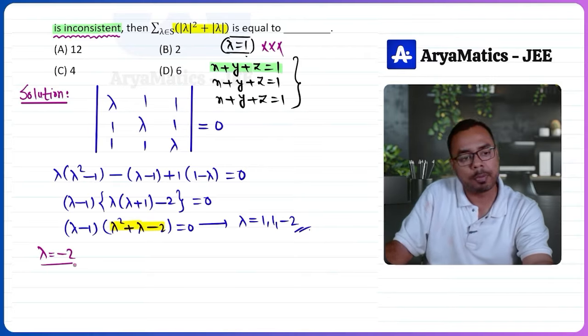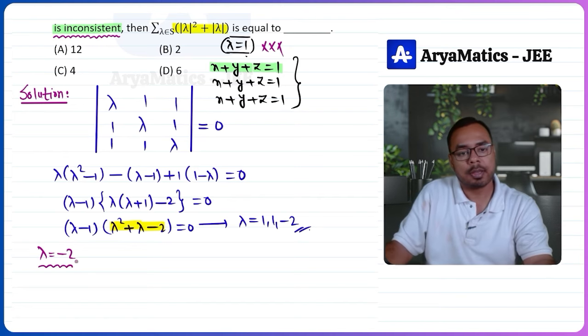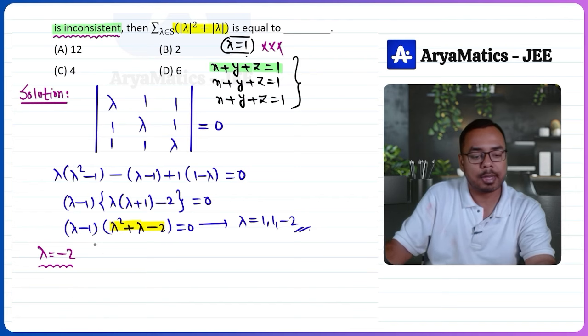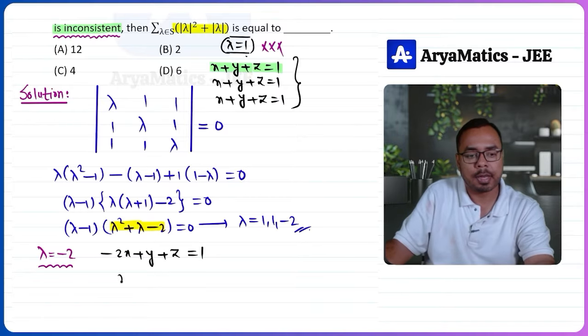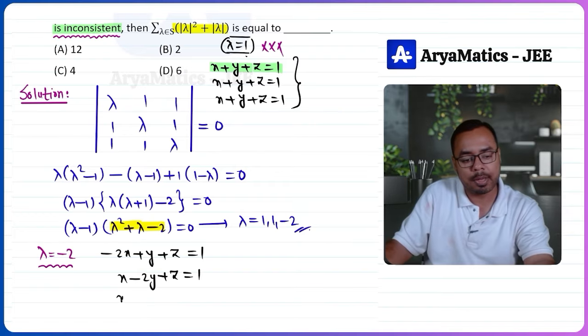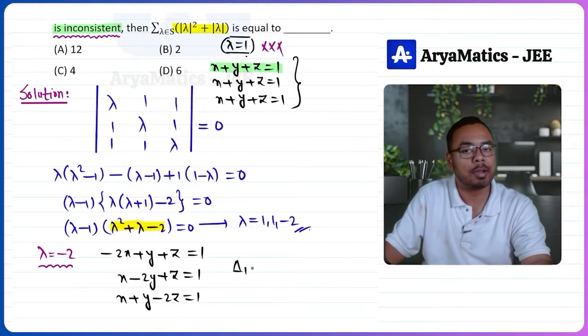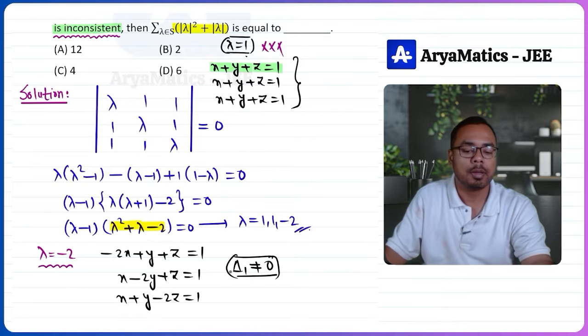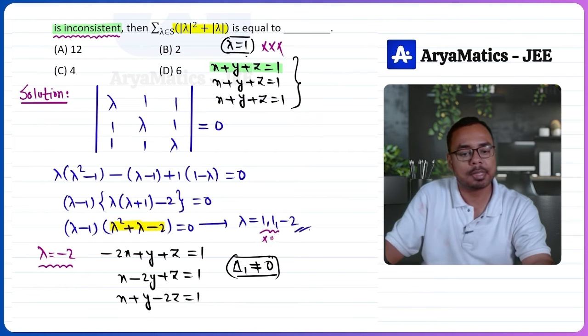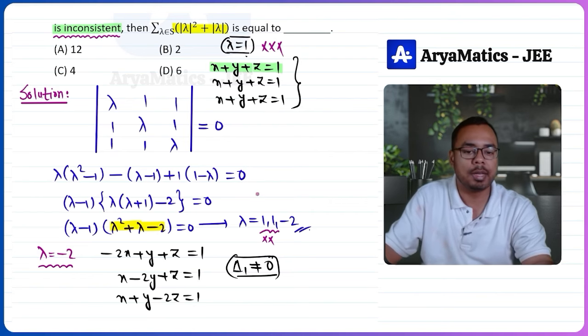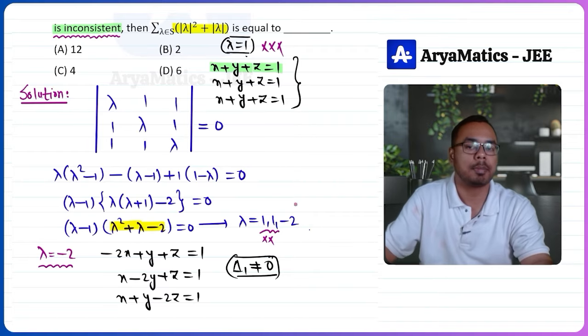If lambda is minus 2, then the first equation, lambda into x, so minus 2x plus y plus z, equals 1. Second equation: x minus 2y plus z equals 1. And in the third equation, we had 1, 1, lambda. So that means x plus y minus 2z equals 1. Now here you can calculate delta 1 and you will find that delta 1 will be non-zero. But there is no need to calculate this also, because for 1 we have found that the system of linear equations is consistent. It will have infinitely many solutions. So the only other value of lambda that is left is minus 2.